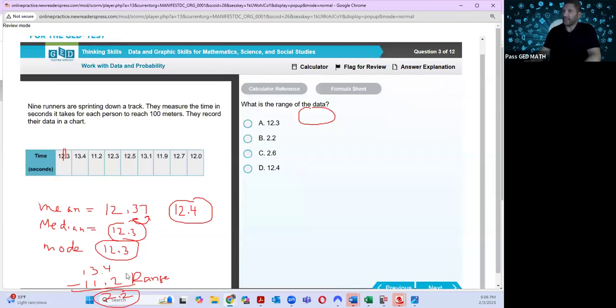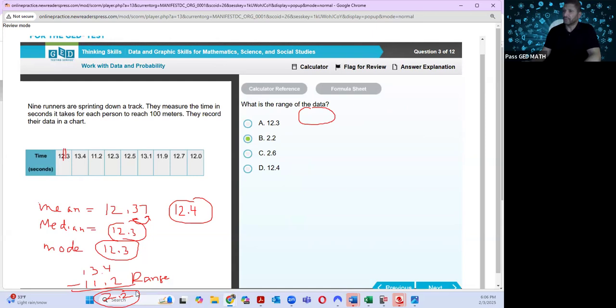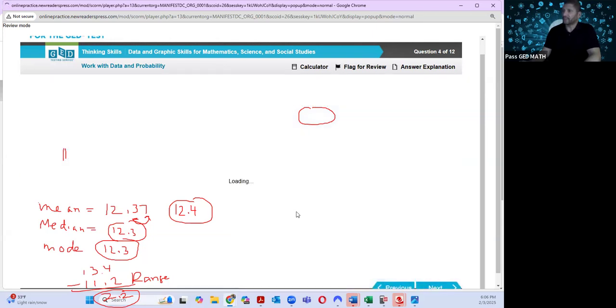What is the range of the data? The range is 2.2. We already have it there. Next.